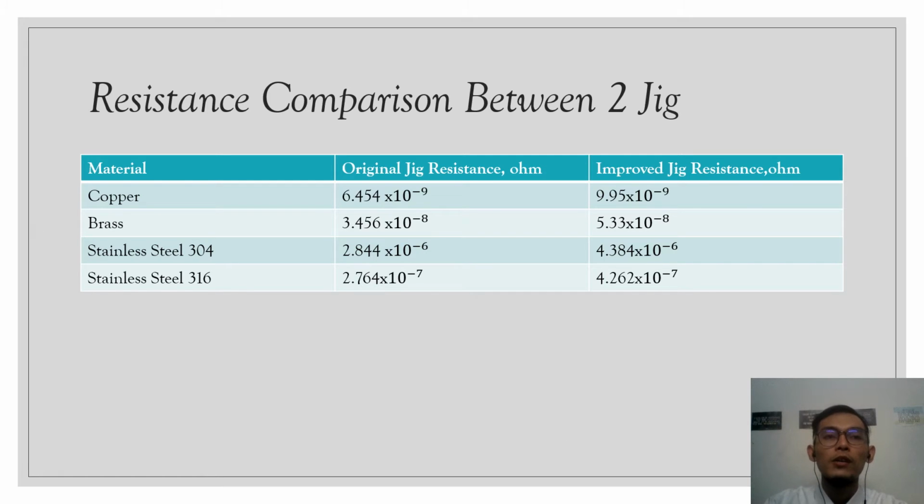After we have done the calculation of length, cross-sectional area and resistance for each material, we will know the resistance comparison between two jigs using different materials such as copper, brass, stainless steel 304 and stainless steel 316. From this table, we know that the original jig made from copper has the least resistance, and the improved or new jig will be slightly more than the original jig because they have increased in length.